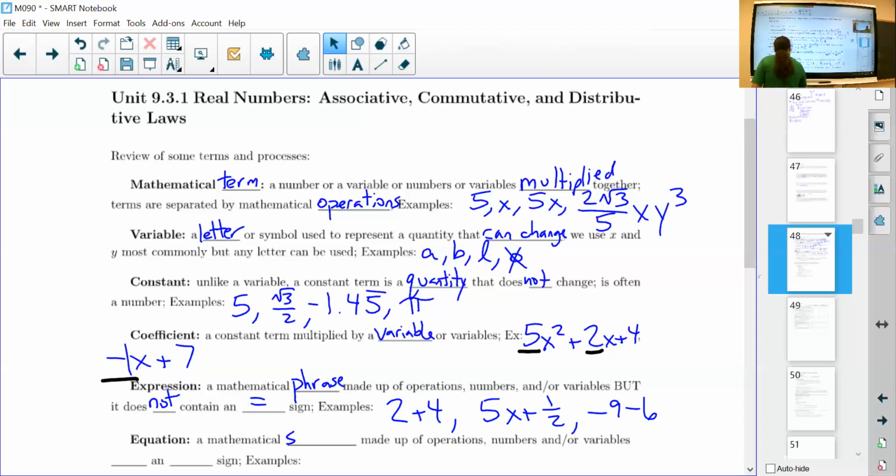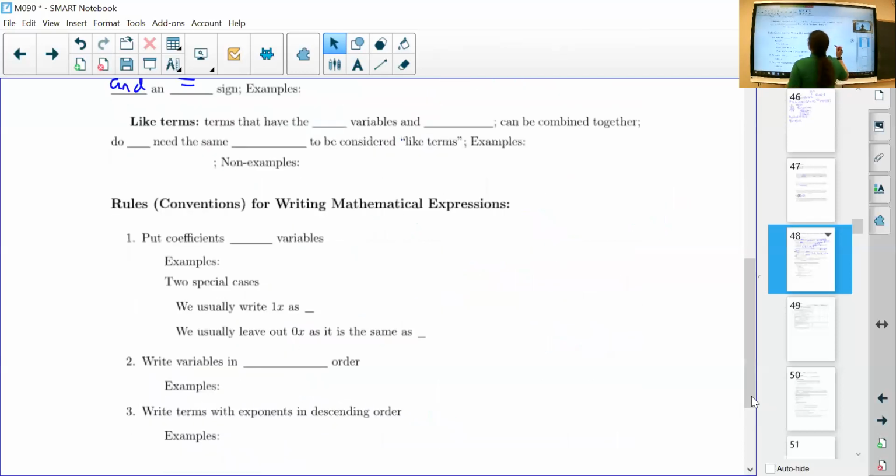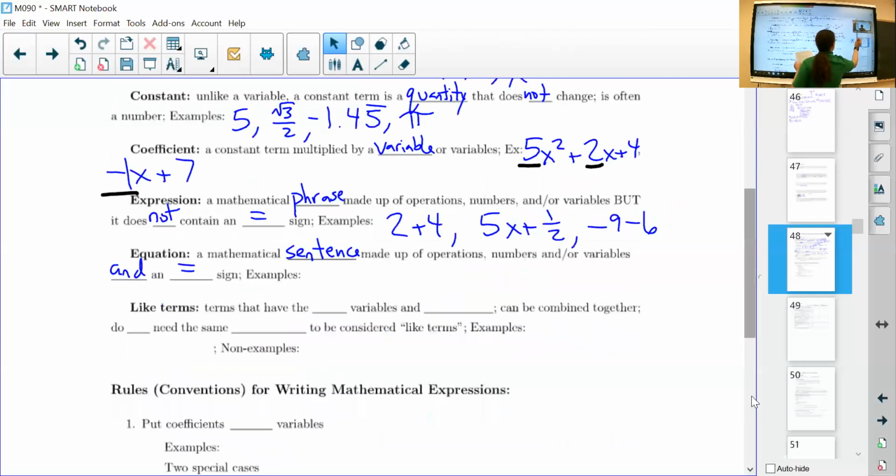And an equation is kind of like a sentence. It's a complete idea. And an equal sign. It always has an equal sign. So some examples of equations would be, how about 2 plus 4 equals 6? That's an equation. Or 5x plus 1/2 equals negative 2y cubed. That's an equation. I can't solve it. I don't have enough information, but it is an equation.